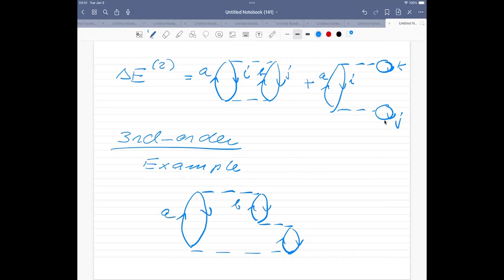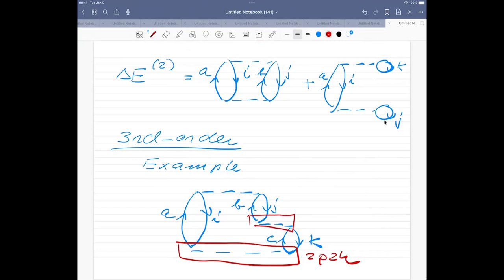So I have an A and a B and a C here, an I, J, and K. So how do we interpret this diagram? The way you can think of this is that we create a two-particle, two-hole excitation. Then one of the particle-hole pairs just moves without doing anything. And here we just have a one-particle, one-hole excitation. And finally, we end up with a two-particle, two-hole de-excitation, which brings us back to the ground state.